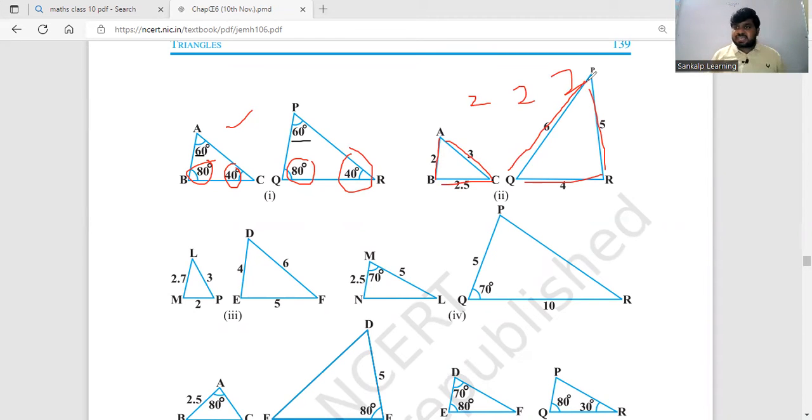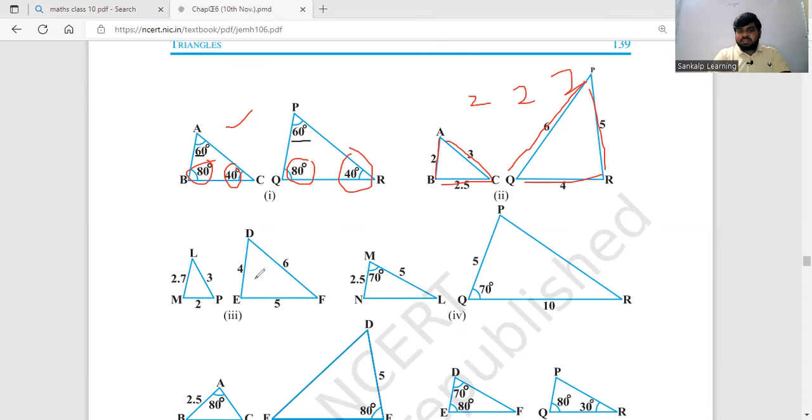Now, even after checking in all possible ways, if the ratios are not equal, then we have to tell that the triangles are not similar. But earlier, I took a ratio where we didn't get equal, but I tried another way. I got the ratios to be equal. Therefore, we can tell the triangles are similar. Okay, let's take the other triangle.